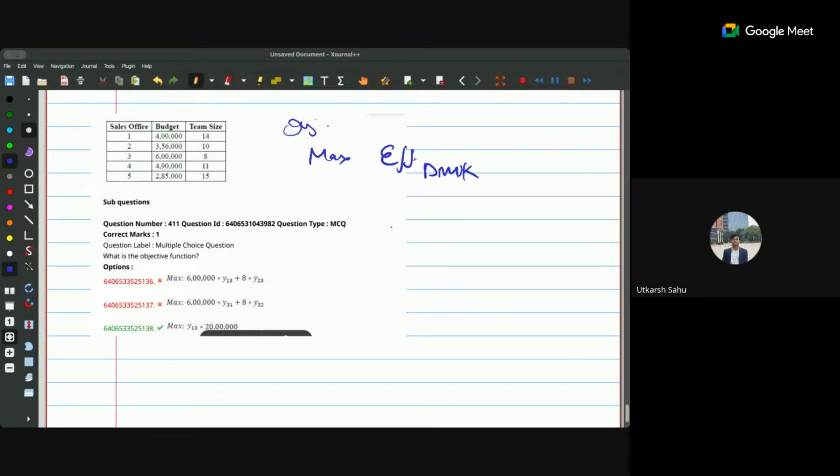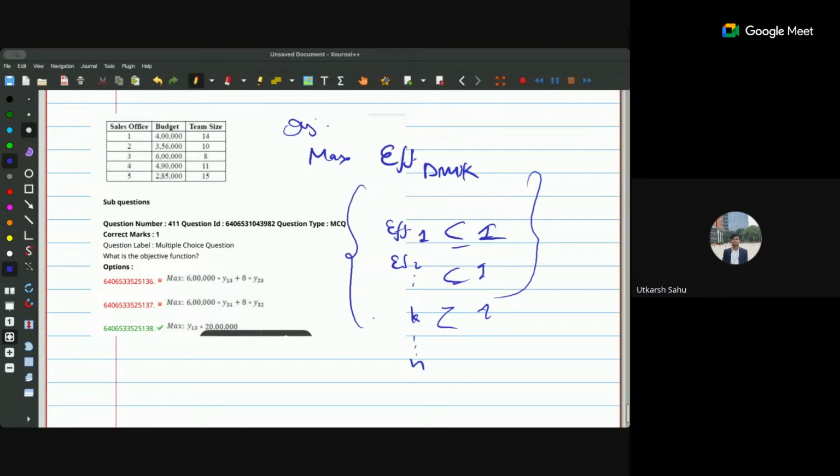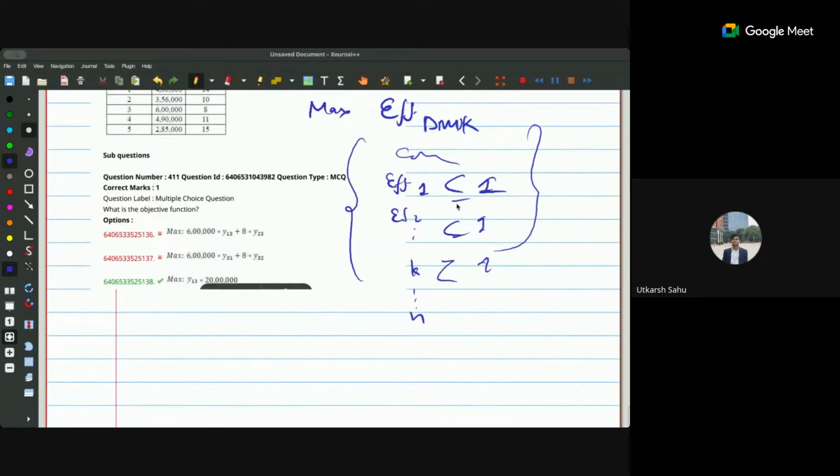And constraints are the efficiency of all DMUs. Efficiency of 1, efficiency of 2, efficiency of k, and then till n, however many you have. Each should be less than or equal to 1. So this is my linear programming if you want to remember it by words: maximize efficiency of this DMU, and these are my constraints. How do I convert this thing?